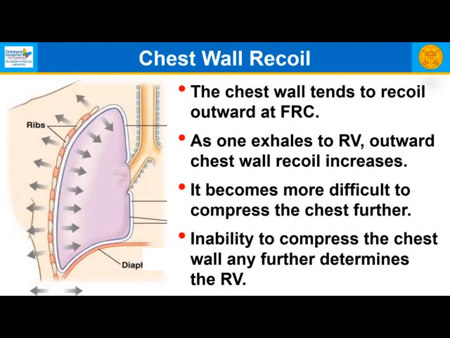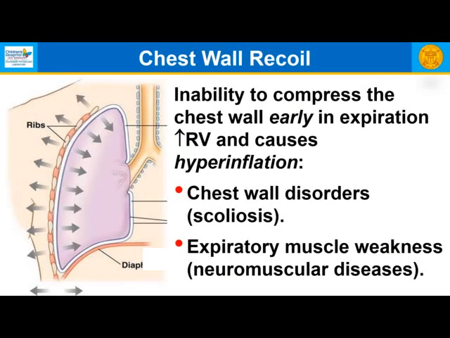The chest wall tends to recoil outward at FRC. So as one exhales to residual volume, outward recoil of the chest increases, and it becomes more difficult to compress the chest any further. So the inability to compress the chest wall further is another determinant of the residual volume. Inability to compress the chest wall early in exhalation increases residual volume and causes hyperinflation. This will be present in chest wall disorders such as scoliosis and in expiratory muscle weakness such as in neuromuscular diseases.